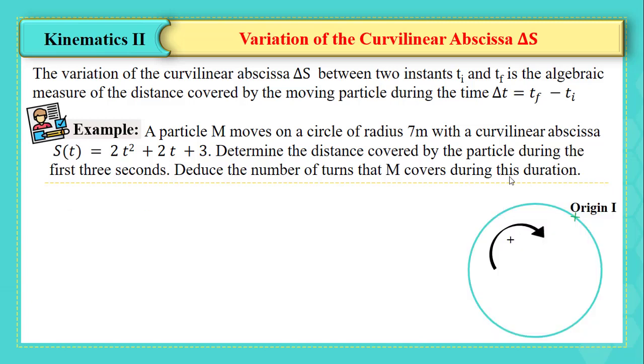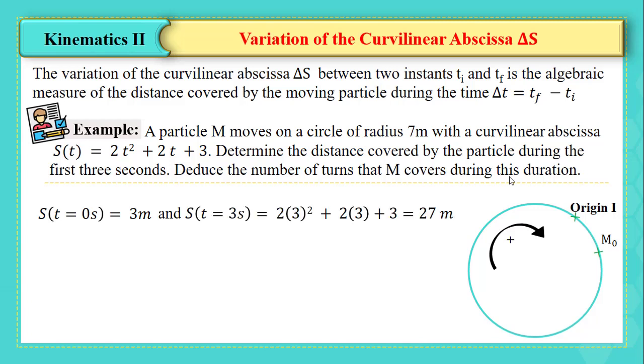Substitute first t equal to 0 seconds in the expression of S of t, and that will give 3 meters. We plot M0 on the figure, and S at time t equal to 3 seconds is equal to 27 meters, and we plot M3 on the figure. Now, delta S, which is the variation of the curvilinear abscissa, is equal to S of 3 minus S of 0, which is equal to 24 meters.